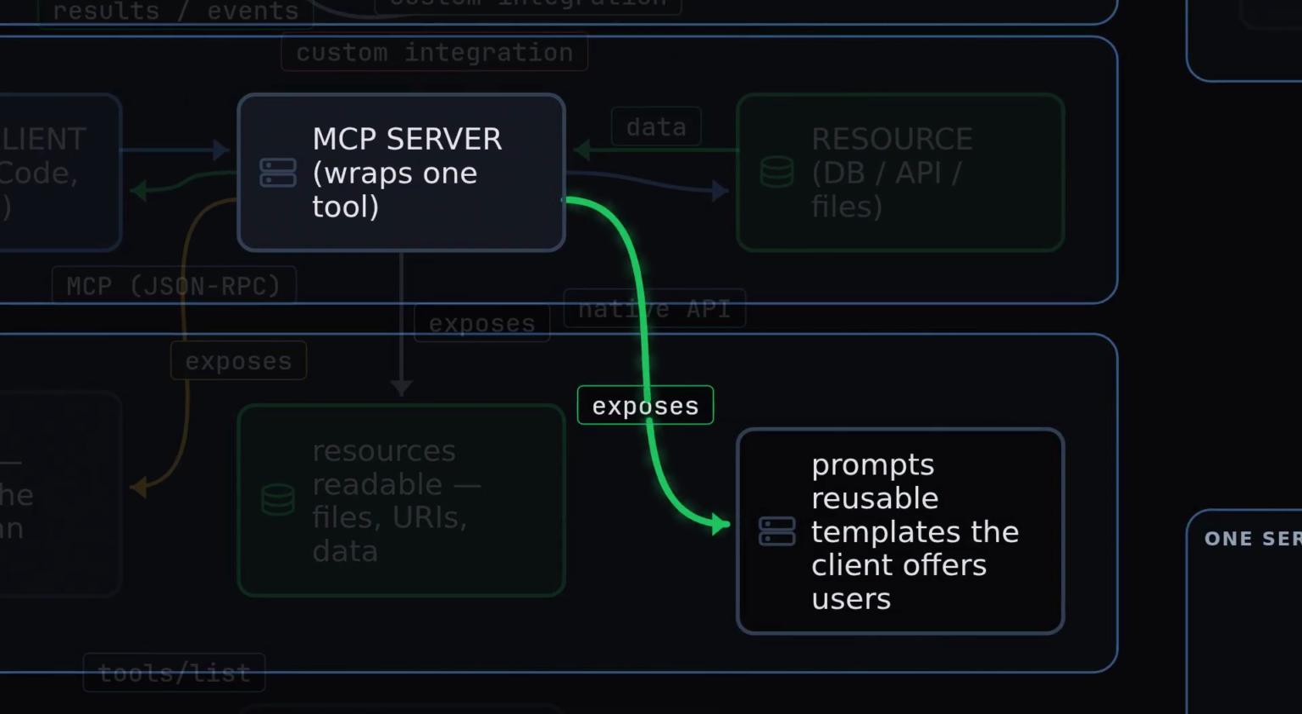Third, prompts. Reusable templates the server ships that the client can surface to the user: /commands, workflows, scaffolded conversations. The server is a vendor of capability. The client decides how to expose it.